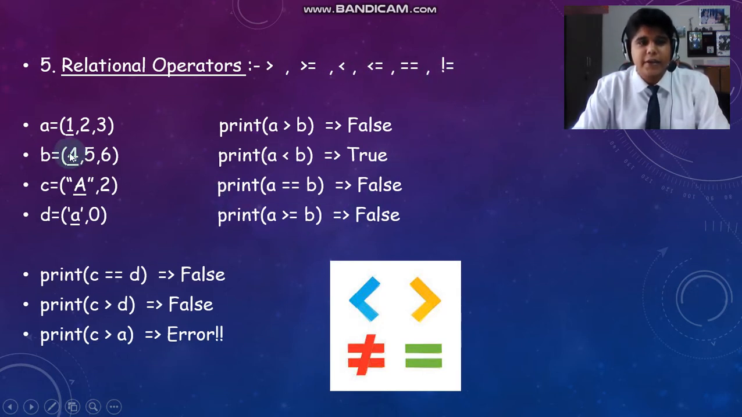For example, a is equal to (1, 2, 3), b is equal to (4, 5, 6) and c is equal to capital A, 2, as well as d is equal to small a and 0. So let's understand the relational operators by examples. Print a greater than b.